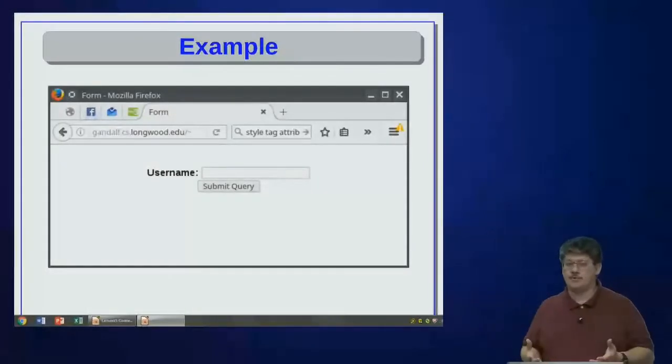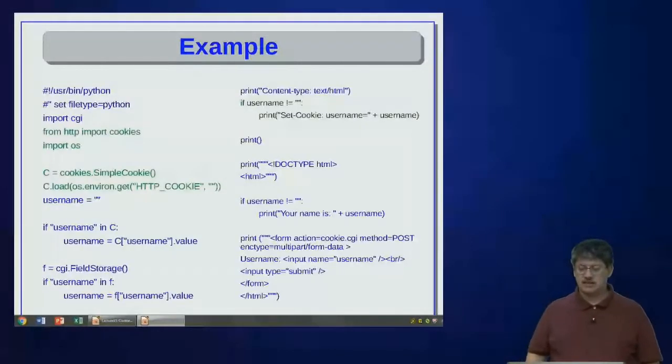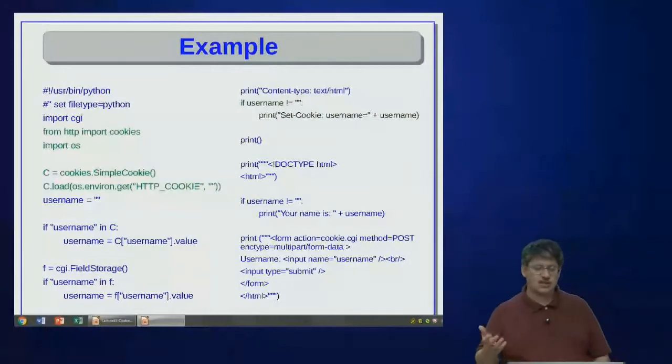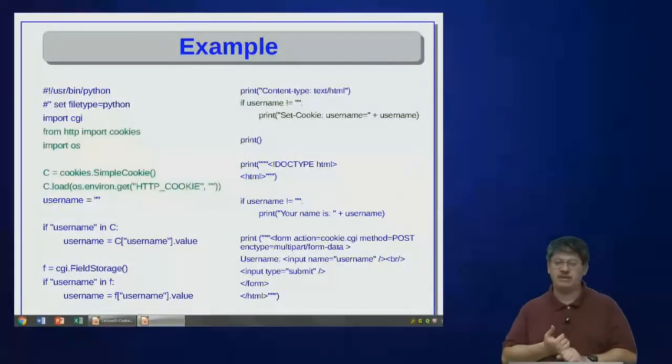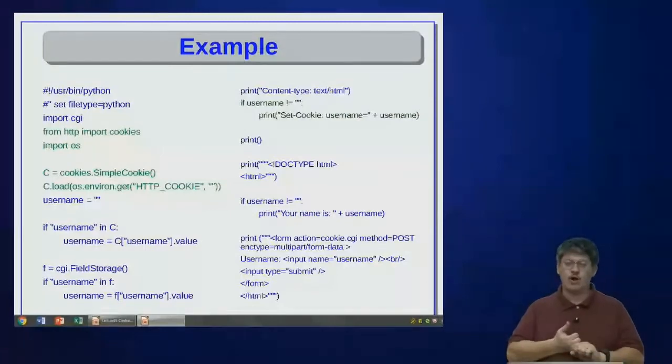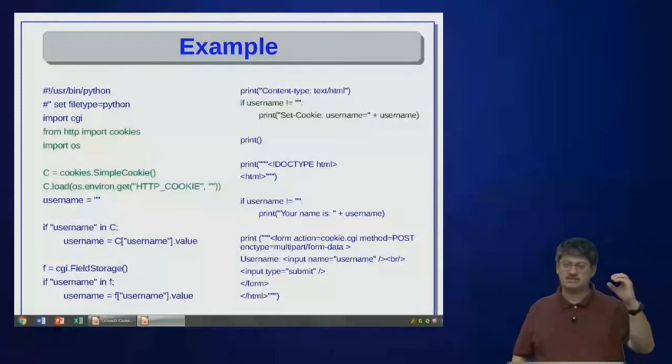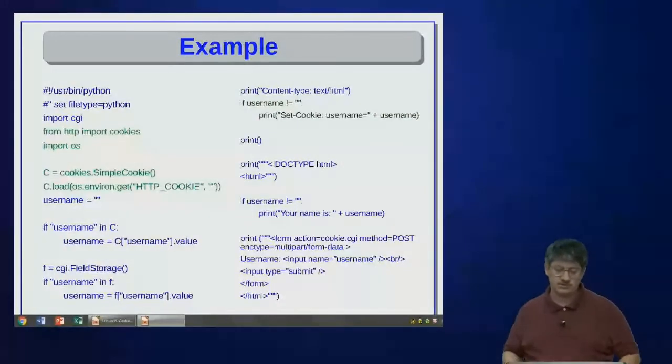So if I want to remember the name, I need to use cookies. So here's what that looks like. The code in green is the new code. That's the code that I've added to make cookies work. So first of all, I have my from http import cookies and my import os, because that's how I'm going to load cookies from the web server. Then I'm going to use C for my cookie jar, because I couldn't fit cookie jar equals on the slide. So capital C is my cookie jar. I create a new cookie jar. I load cookies into that cookie jar from the operating system environment variables.